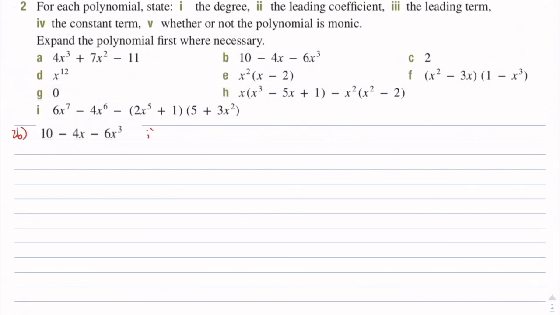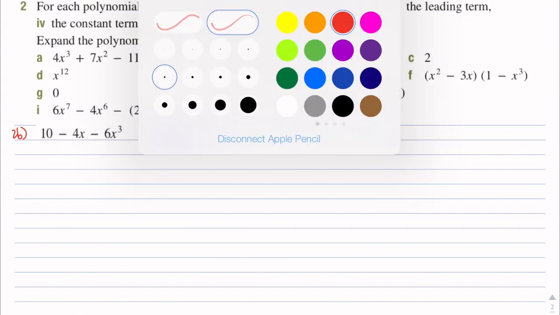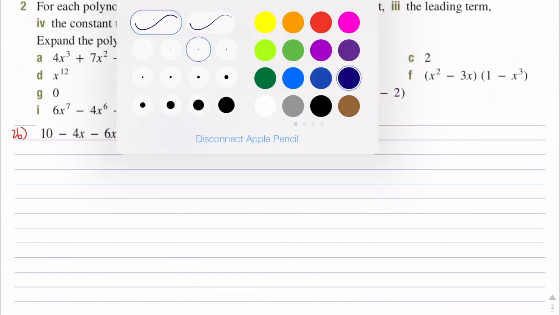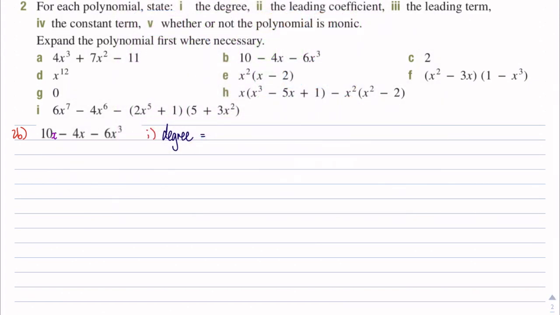So for 1, the degree. Now, the degree is always the highest power. So for this one, let's actually have a look. This one here is x to the 0. And this is x to the 1, and that's x to the 3. So our powers are 0, 1, and 3. So the highest power was 3.